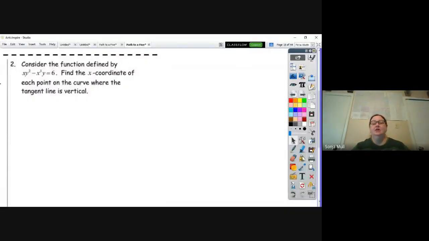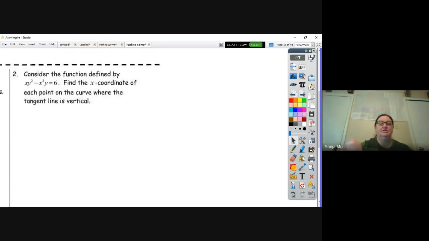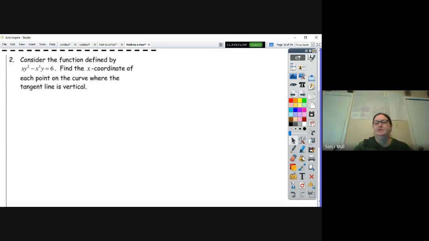Consider the function defined by x y squared minus x cubed y equals 6. Find the x coordinates where the tangent line is vertical. So we have a vertical tangent line when the derivative is undefined. So first we've got to take the derivative.